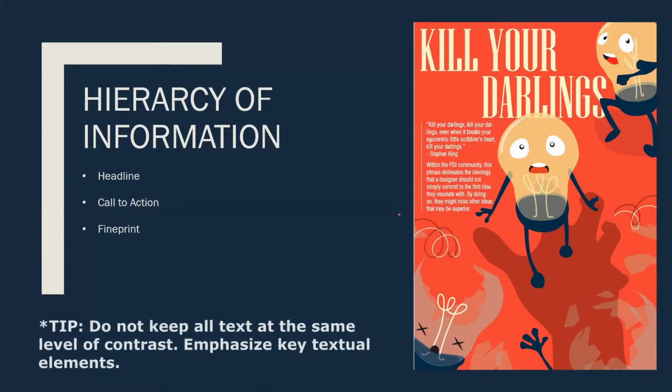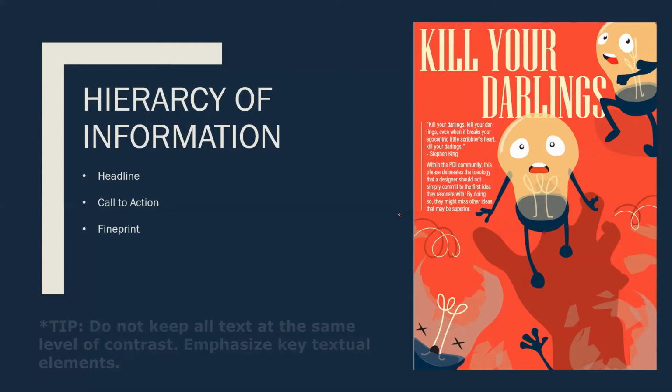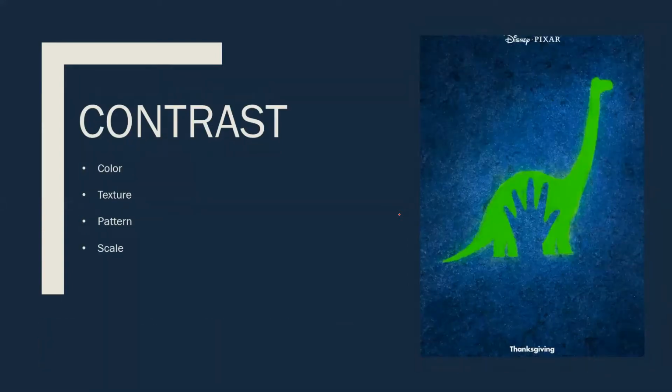Remember when designing your layout to not place all information at the same level of contrast, as essential information will then become jumbled. Make it easy for the viewer to follow along and not have to question what to read first. Next is contrast. Now, this is pretty self-explanatory as we discussed this in Art 1, but basically this is what makes your poster pop.